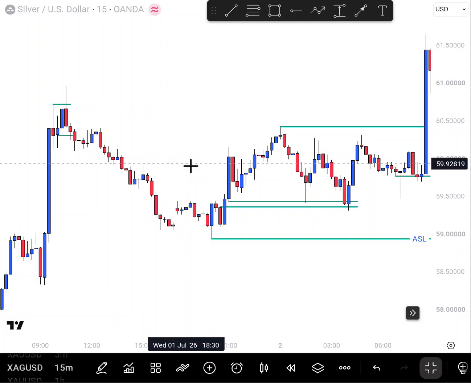It has been a while. It has been so long since I last shared my price action reading. So this is a silver chart. Silver US dollar is my trading pair.